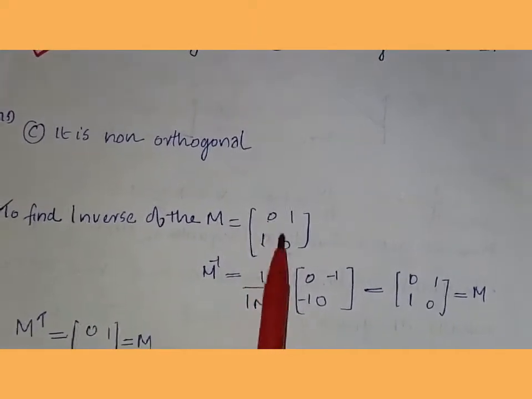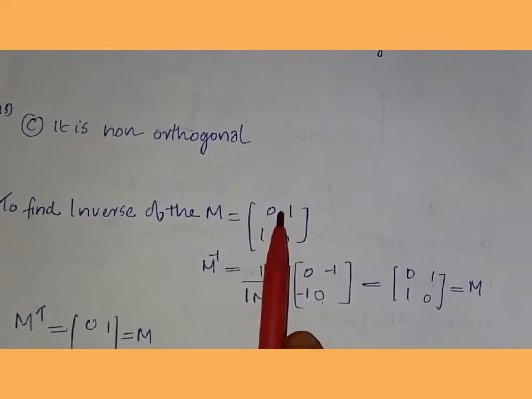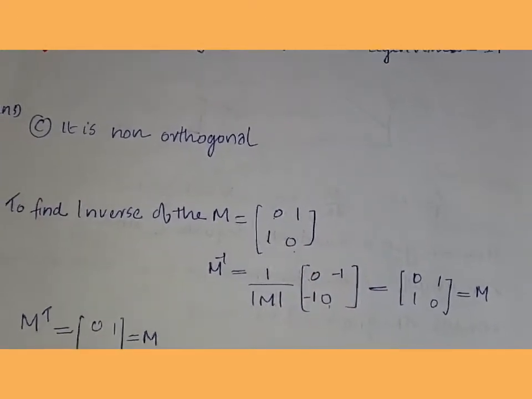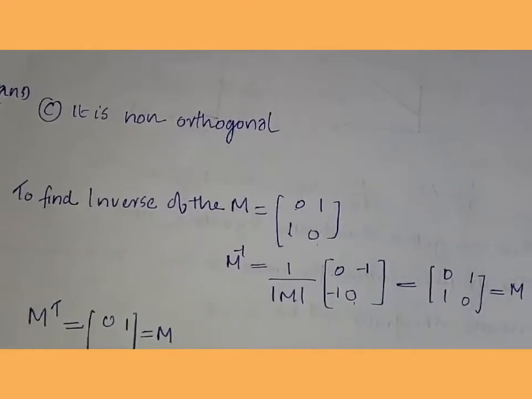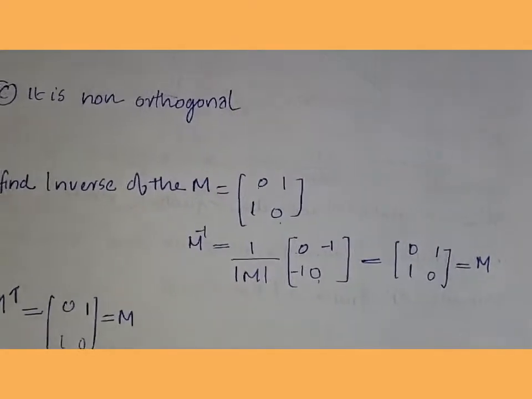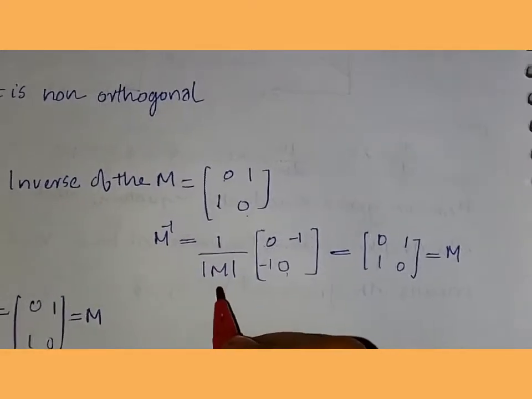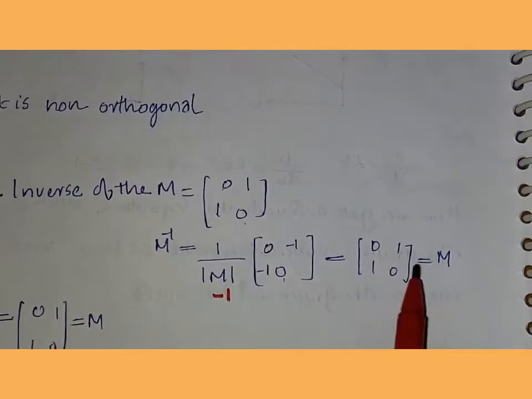off-diagonal values. So here we have to change the diagonal 0, 0, there's no change, and we put a negative on the off-diagonal values. So we get the adjoint of a 2 by 2 matrix. Adjoint M divided by determinant M will give you the M inverse. From that we know that the determinant of M is minus 1. So we get the answer as M only.